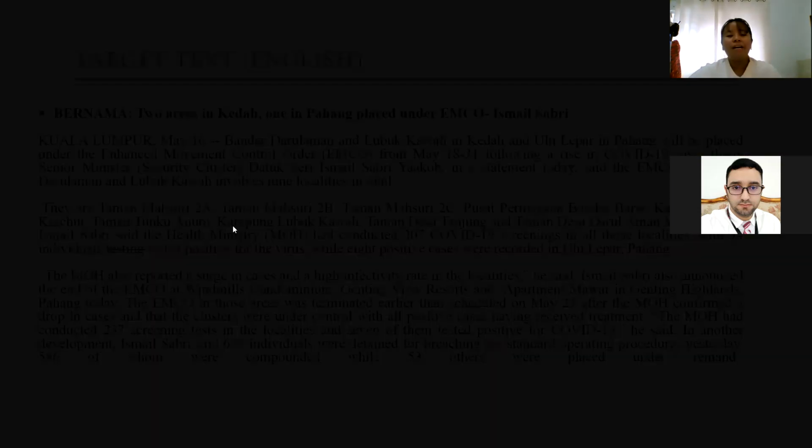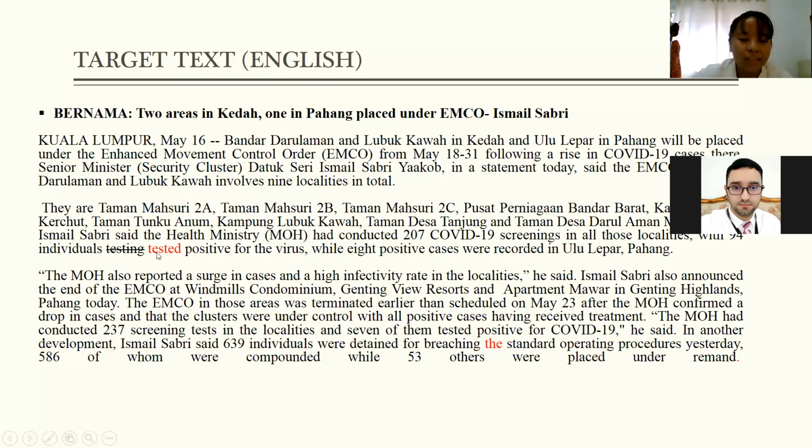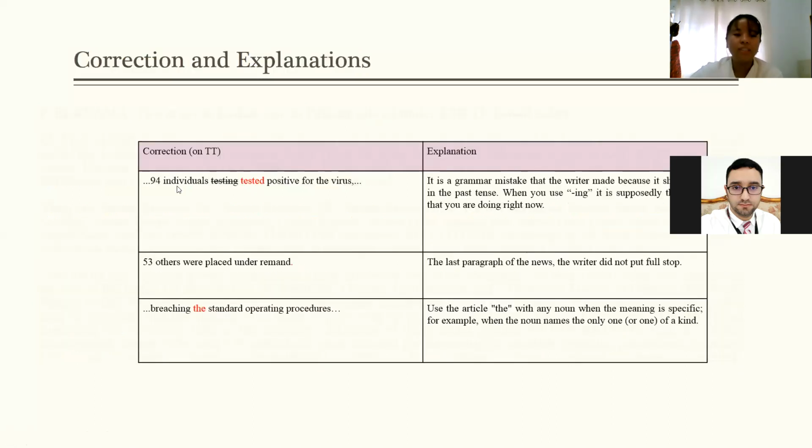As we can see, I have highlighted the red one, and this is the mistake that the writer has made. There is also some punctuation where the writer did not put the full stop. In the report, I paste the correction and explanation together for the lecturer to better understand what the mistake is.